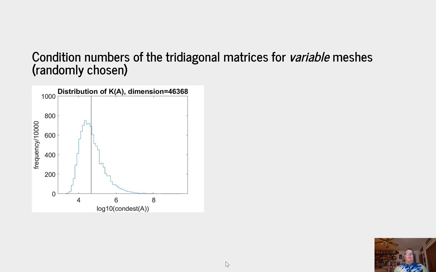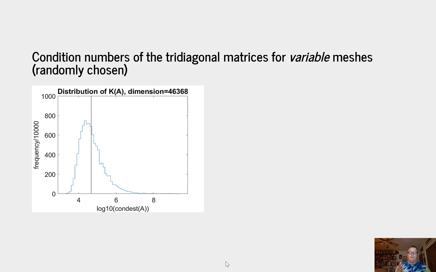Okay, well, everybody knows that when you solve linear systems of equations, the condition number of the matrices really matters. So here's dimension 46,368 matrices, and I took 10,000 matrices of these kinds, and I computed the condition numbers of all of those. And the condition numbers are fairly well distributed. The line in the middle is exactly at the dimension. So this is the dimension of the matrix, and this is saying most of the time the condition number of that tridiagonal matrix is less than n, less than the dimension.